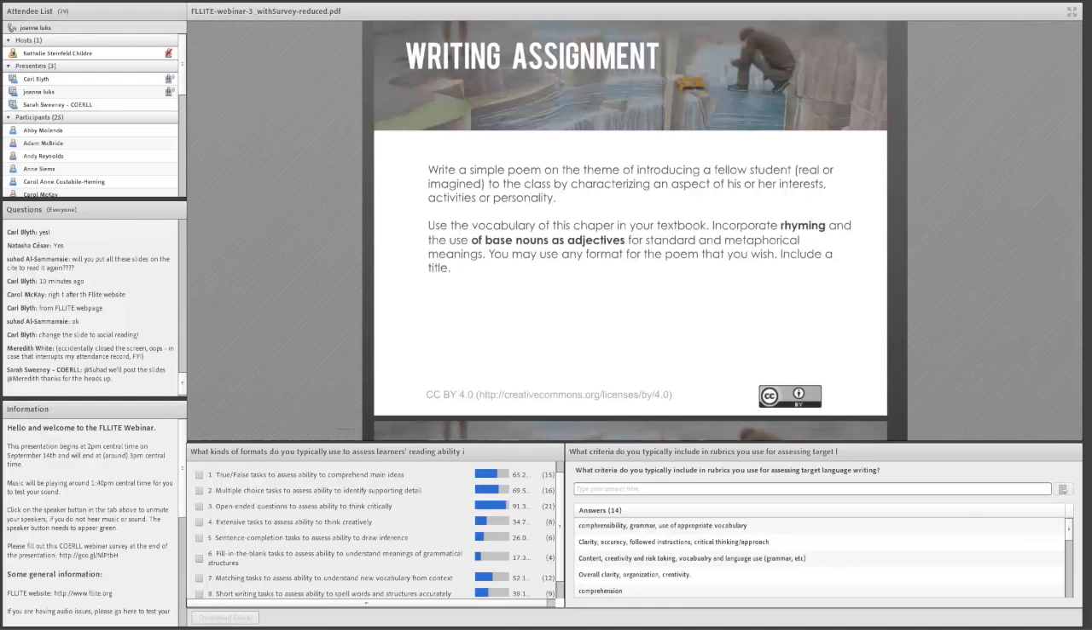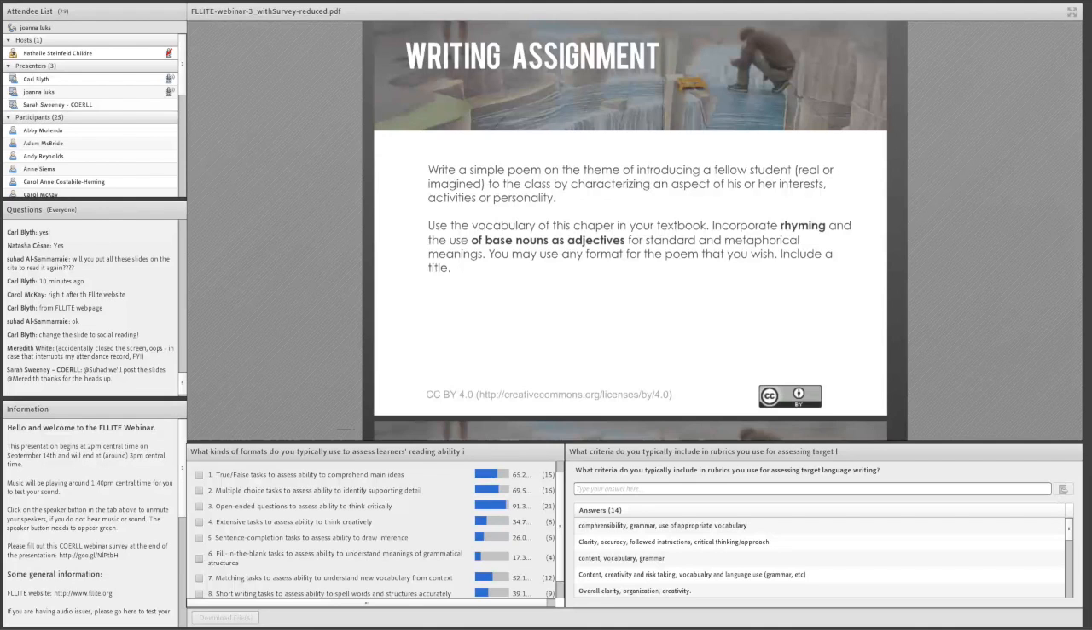Write a simple poem on the theme of introducing a fellow student, real or imagined, to the class by characterizing an aspect of his or her interests, activities, or personality. Use the vocabulary of this chapter in your textbook and incorporate rhyming and the use of base nouns as adjectives for standard and metaphorical meanings. Now this was related, I'm sorry, to an activity that I gave.